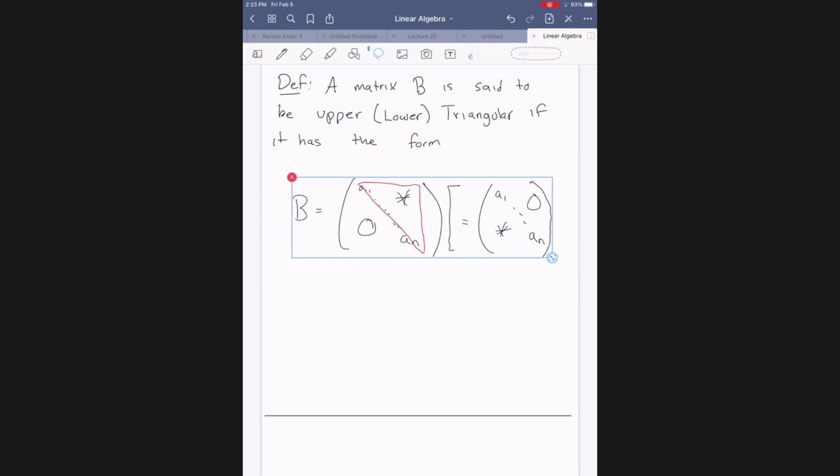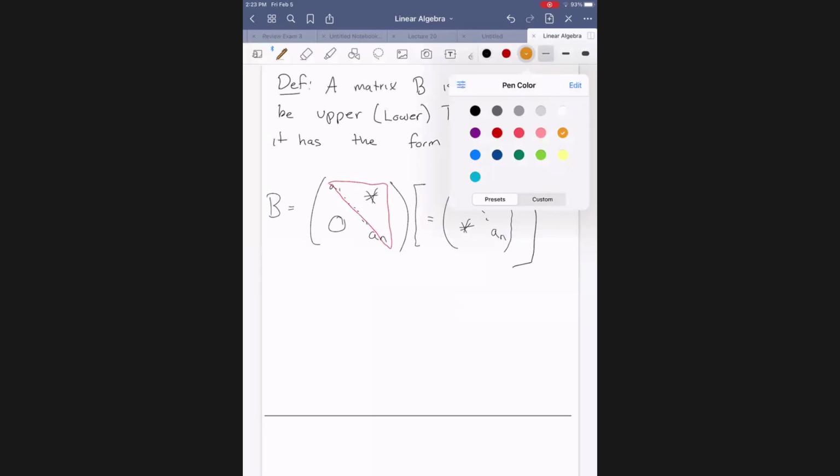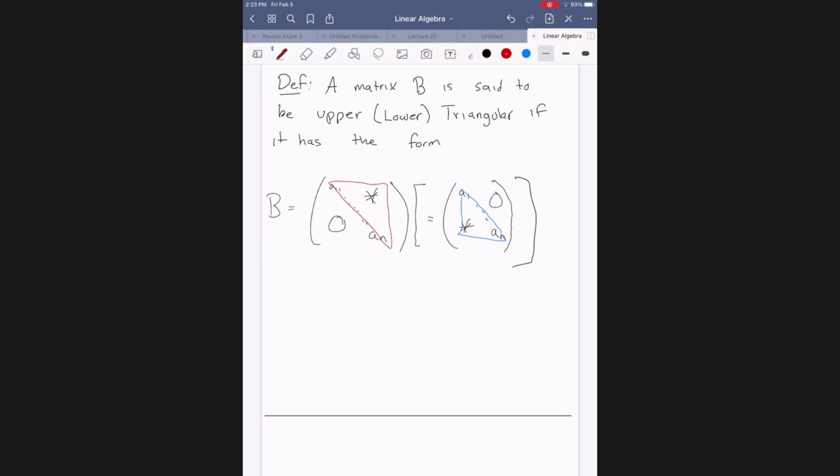So again, and then you have, let's see, a lower triangle down there. So upper, lower. Okay, that's all that means.